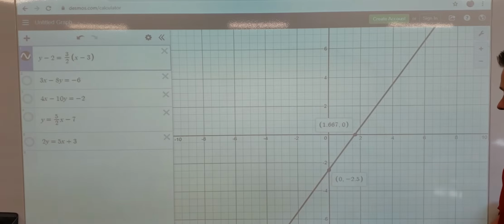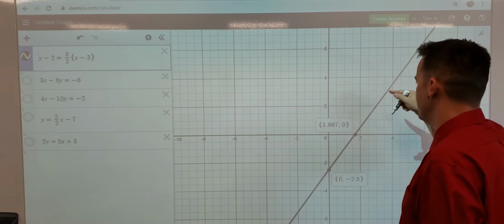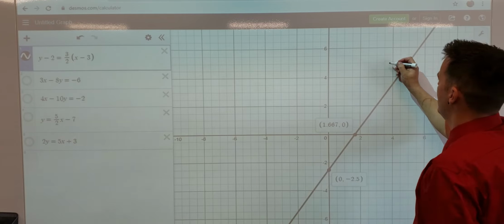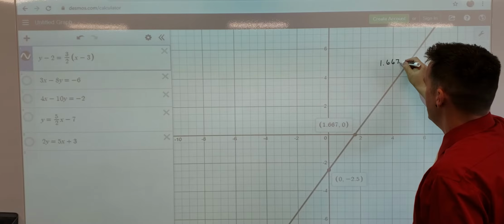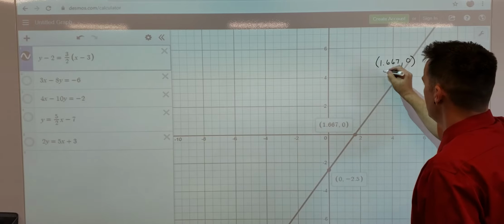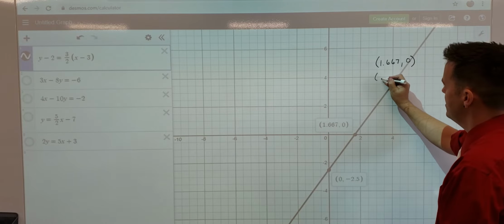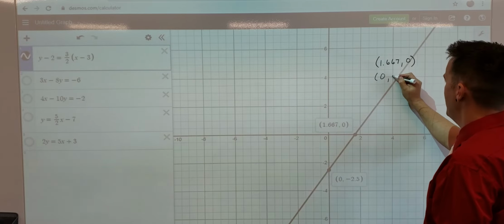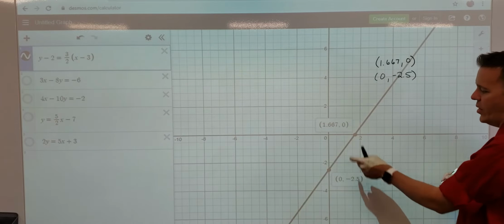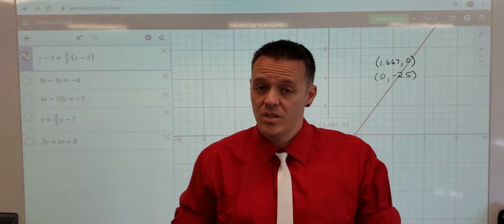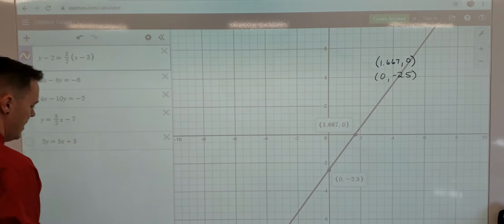So I have 2 points. Now what I'm going to do is I'm going to write them right here. So one of my points is going to be 1.667, comma 0. And my other point is going to be 0, comma negative 2.5. Okay? There are your 2 points. Hopefully you guys see that. You agree with it? Move on.